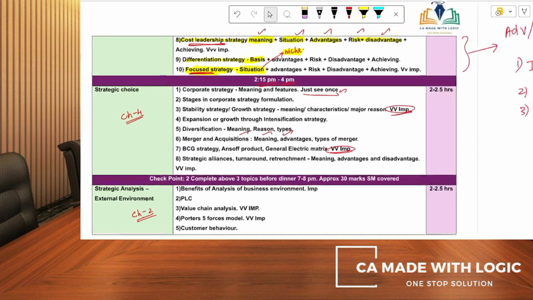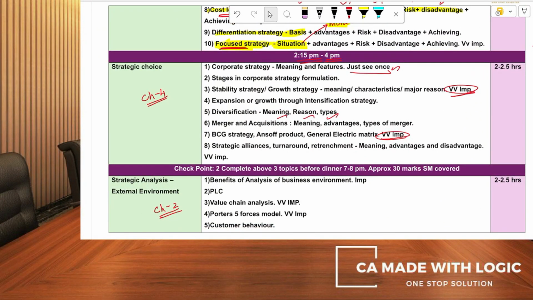Okay, then comes two. Then take your lunch. After taking your lunch, take a small nap also for 10 to 15 minutes, not more than that. Then you need to start with chapter number 4 of strategic management. Okay, so I have written it over here also, which are all things you need to focus on, very very important. And for diversification, you need to learn the meaning, then the reason for diversification, and what are all the types of diversification.